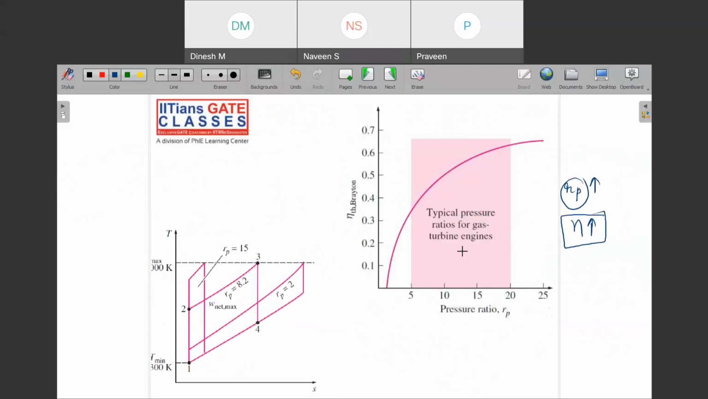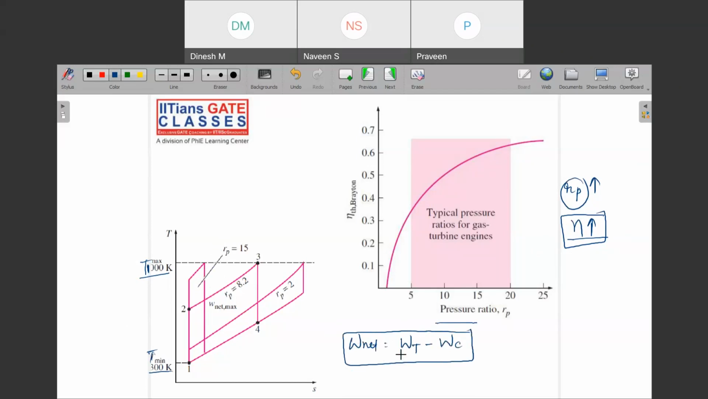There is no doubt over that. But what happens with the increase in pressure ratio? Your compressor input work has also increased. So let us say that this is drawn for T max is 1000 Kelvin and T minimum is 300 Kelvin. Can you see that with the increase in compression ratio, your compressor work will also increase, and if your compressor work has increased, then your W net value is equal to what your turbine has produced and what your compressor has consumed.